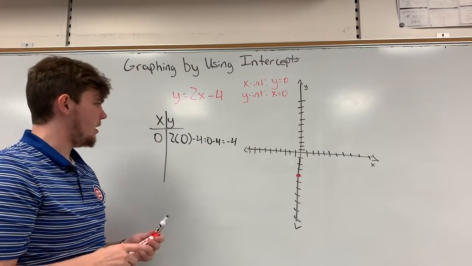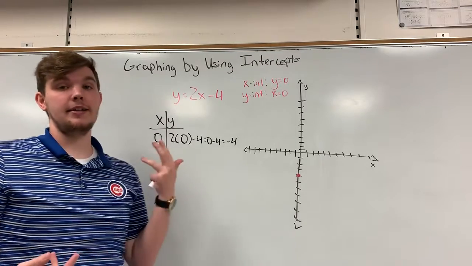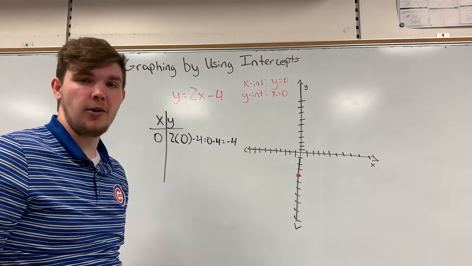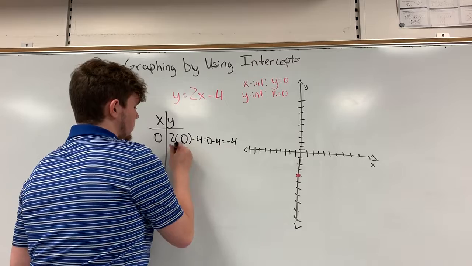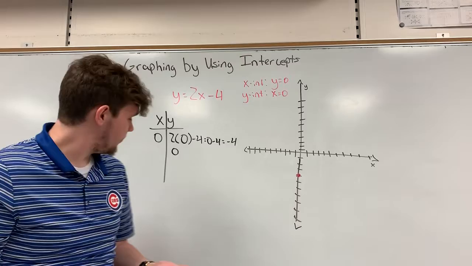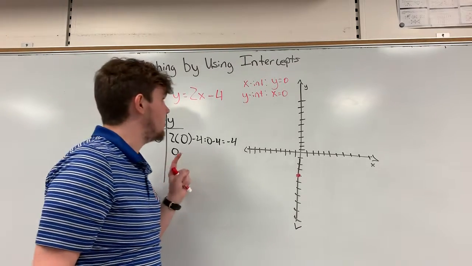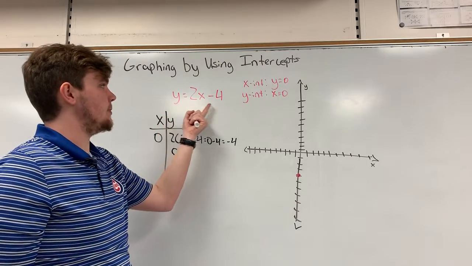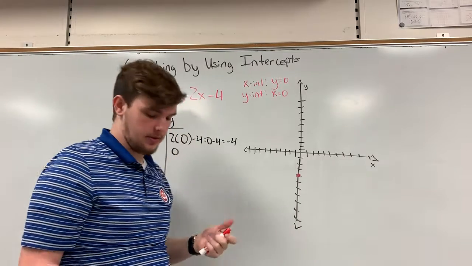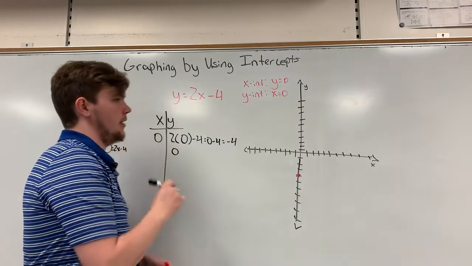For my second point, instead of substituting in 0 for x, I'm going to do the same type of thing, but I'm going to substitute in 0 for y on the other side. So now I'm finding my x-intercept really. I'm going to sub in 0 for y and then solve for x. So instead of y equals 2x minus 4, I'll have 0 equals 2x minus 4. Now this one gets a little trickier.